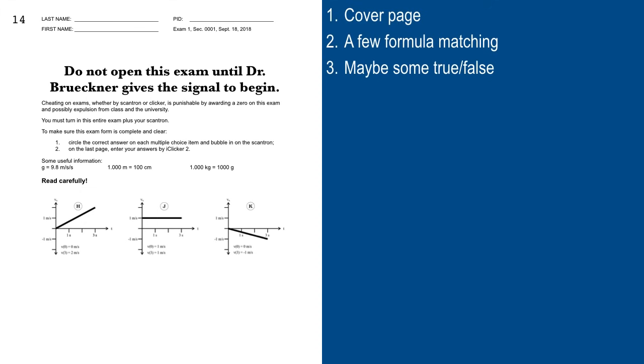I might have some true false, and I go back and forth on true false. Sometimes I don't have any. Sometimes I have a ton. Sometimes I just have a few. Some students do not like true false, and I can see a few of you shaking your head, so that's all right. But we may have a few. It won't be all true false. That would be cruel.